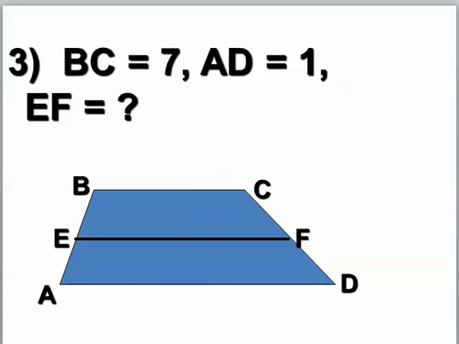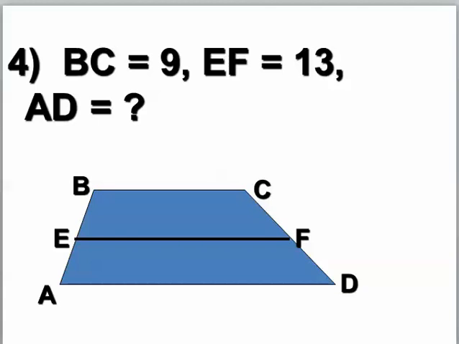Example 3, and I want to stress that these pictures are just drawn for reference so you know who the bases are and who the median is. This one says that BC is 7 and AD is 1. That doesn't look like what those lengths should be, but this picture is just a picture we're using for all the problems as a reference so you can see where the sides are. To find EF, I'm going to add the bases and divide by 2. So 8 divided by 2 is 4.